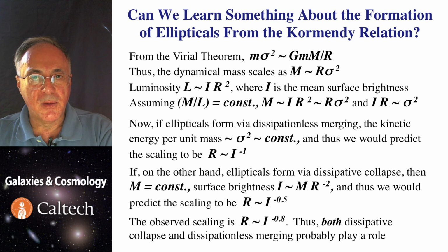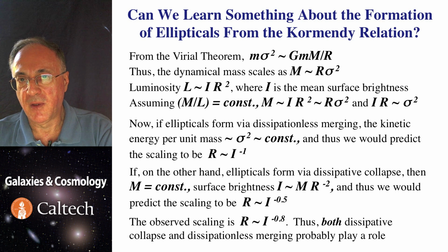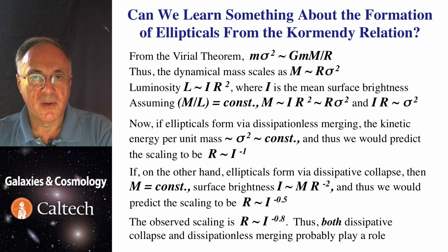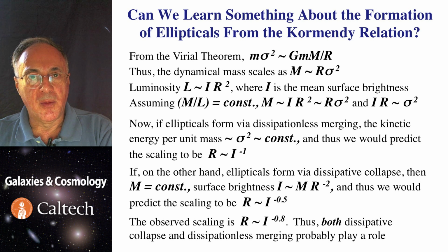So if you form ellipticals through dissipationless merging, just pure gravity, no cooling, nothing like that, then kinetic energy per unit mass remains constant. Kinetic energy per unit mass is directly proportional to the velocity dispersion squared. And now going back to the relation between velocity dispersion, mass, and radius, we infer that radius should be proportional to the surface brightness, projected mass distribution, if you will, to the -1 power, which is too steep relative to observations.